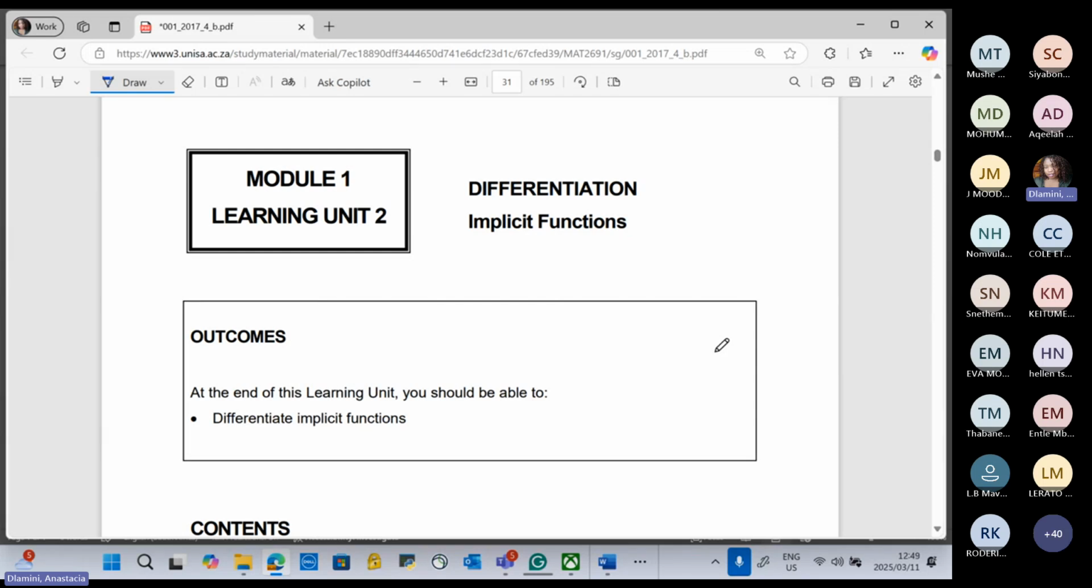Implicit functions. At the end of this learning unit, you should be able to differentiate implicit functions. Can someone tell me what is an implicit function? Or do we know what an implicit function is? Yes or no?